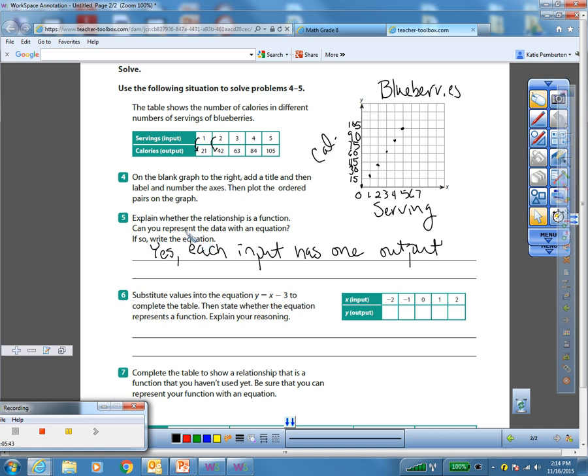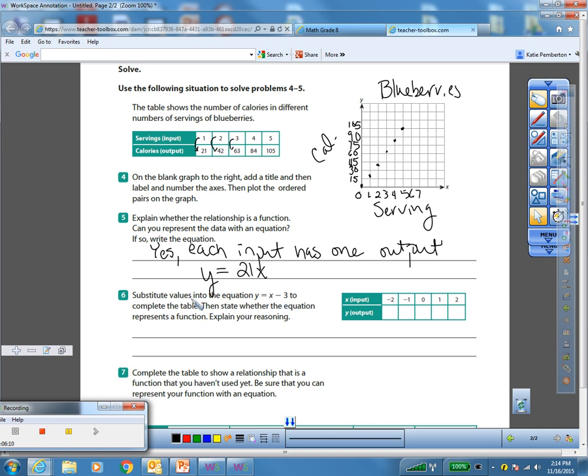The next part of this, can you represent the data with an equation? If so, write the equation. As you look at this, each time you're multiplying by 21 calories. So we would say that the calories, or your output, is 21 times the number of servings, the input.